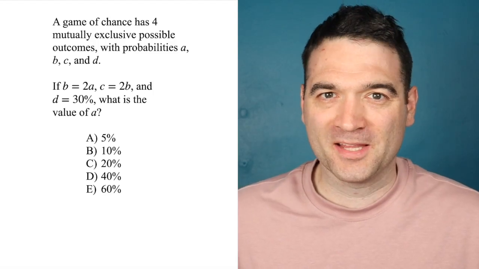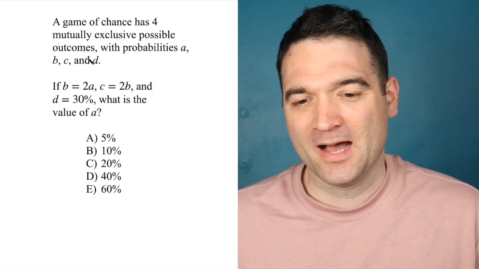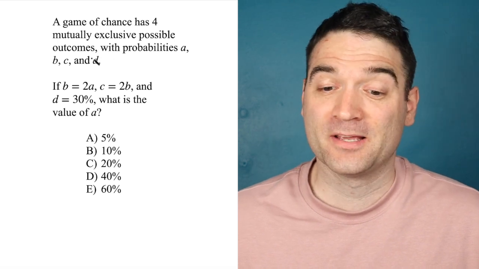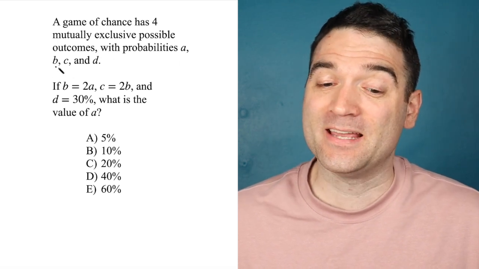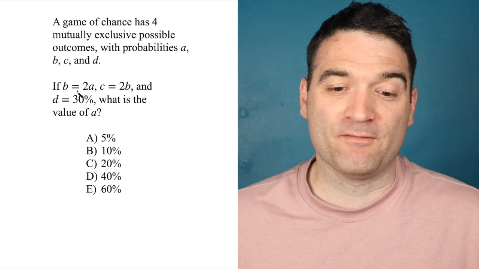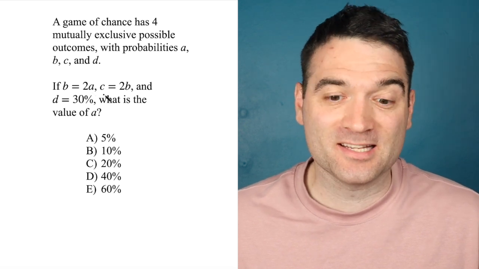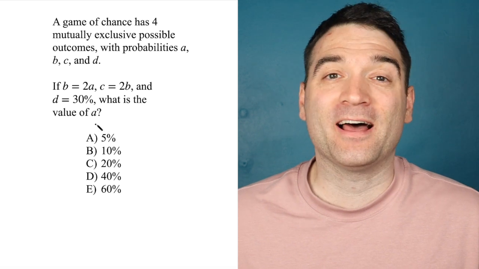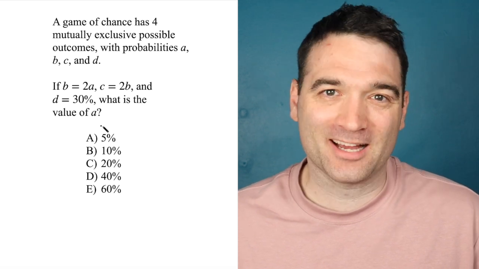Here's a GRE probability question. Let's take a look. A game of chance has 4 mutually exclusive possible outcomes with probabilities A, B, C, and D. If B is equal to 2A, C is equal to 2B, and D is equal to 30%, what is the value of A? All right, a lot going on here.